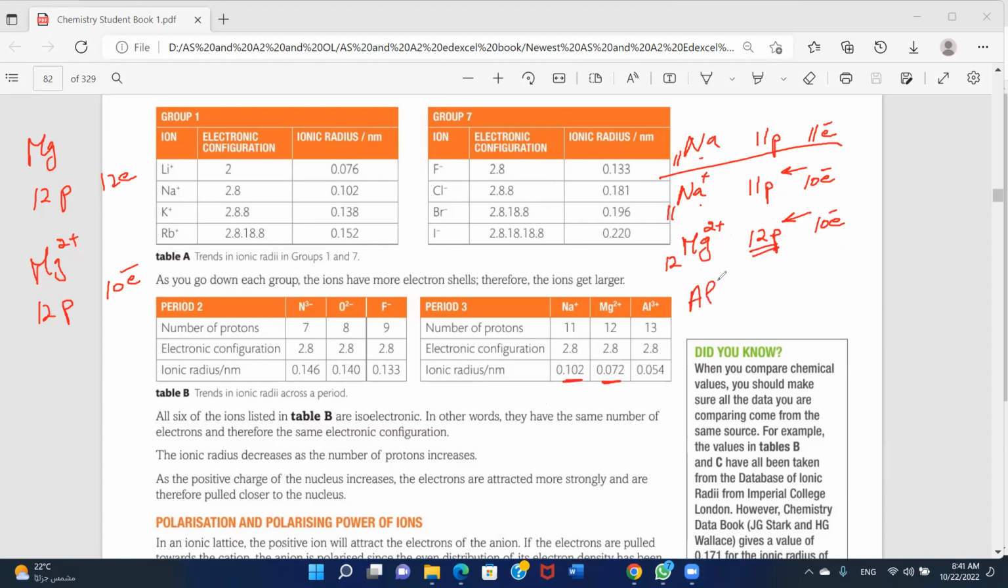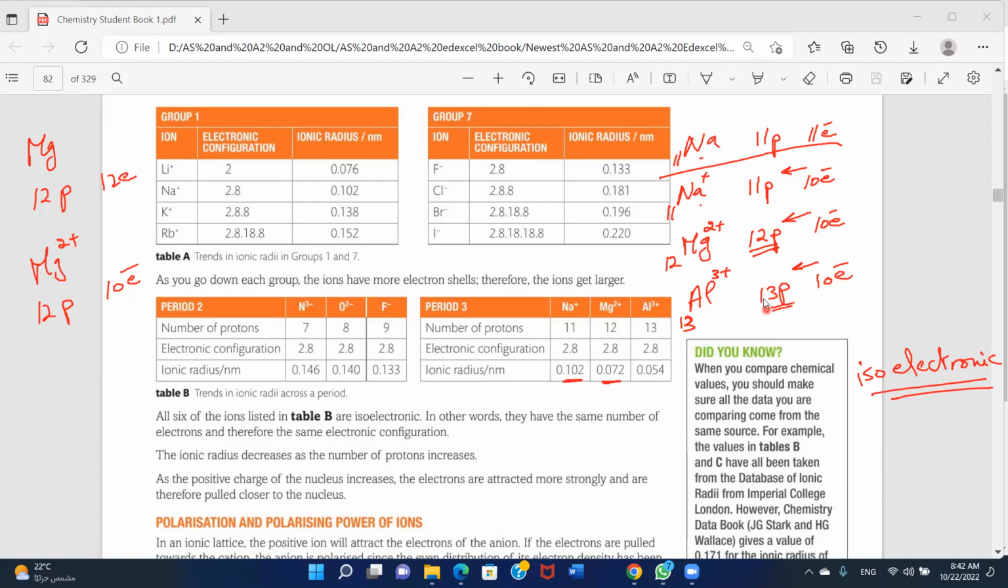Also, if I compare aluminum that forms +3, it has 13 protons, but we have also 10 electrons because aluminum lost 3 of its electrons. So 13 protons are pulling the same number of electrons. We call these ions isoelectronic. You will always see this word in exams, isoelectronic. Isoelectronic means they have the same number of electrons. All of them have 10 electrons. So we call them isoelectronic ions.